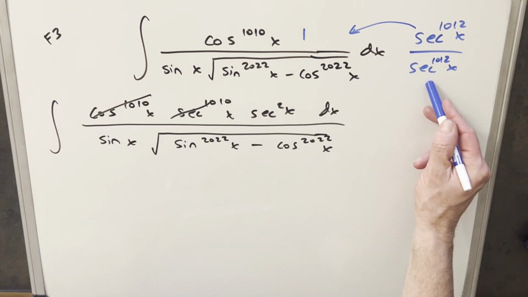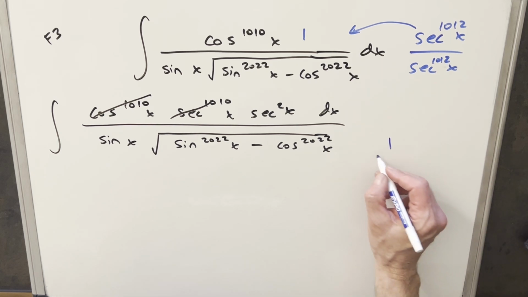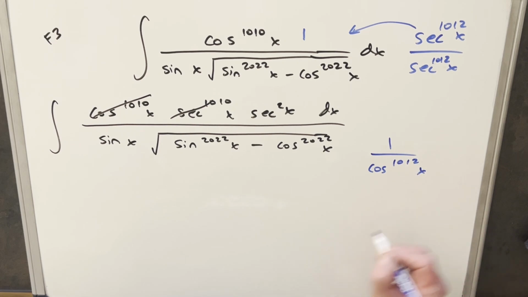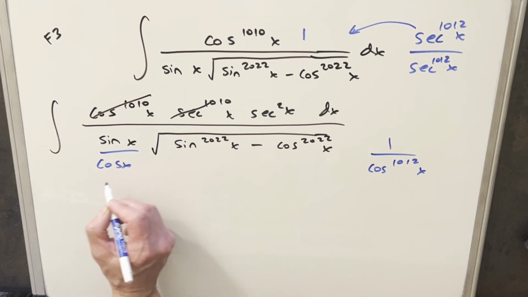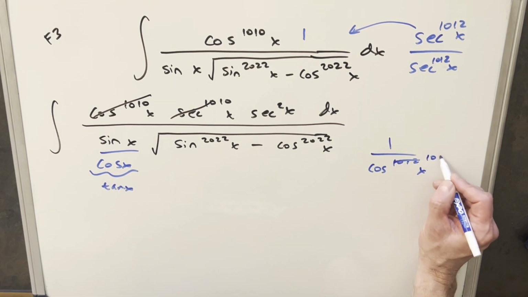But now what I want to do with this secant 1012x multiplying into the denominator, I'm just going to rewrite secant as 1 over cosine. So we're going to have 1 over cosine to the 1012x. But what I want to do is take one of those cosines over here so we can create this as tangent. Okay, so let's change this to a 1011.